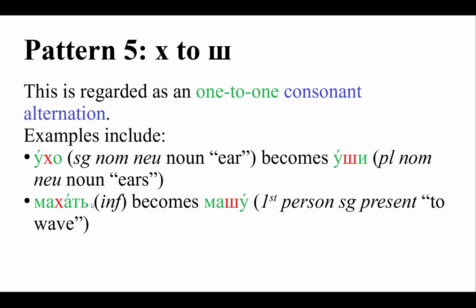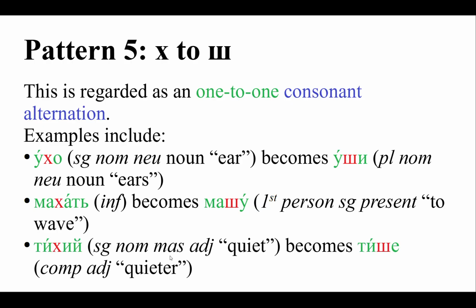Махать. This is the infinitive of the verb to wave. It becomes машу, same format, meaning I wave. Махать, машу. Тихий. Singular nominative masculine adjective, quiet. Тихий becomes тише, meaning quieter, a comparative adjective. Тише, тихий, тише. You can see that the х becomes ш here. Yeah, they alternate.